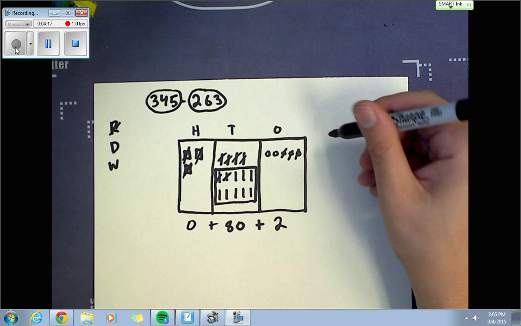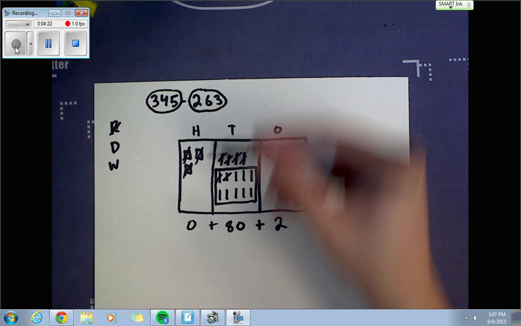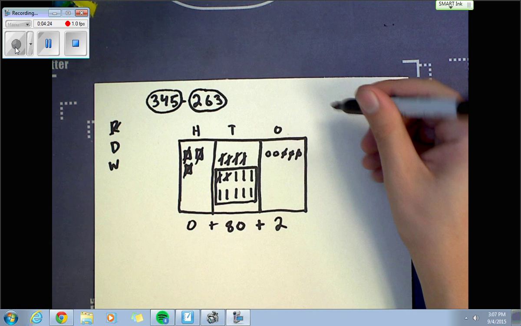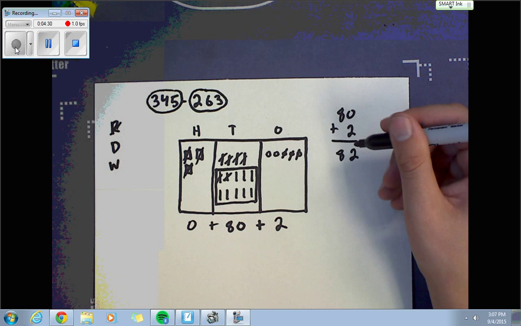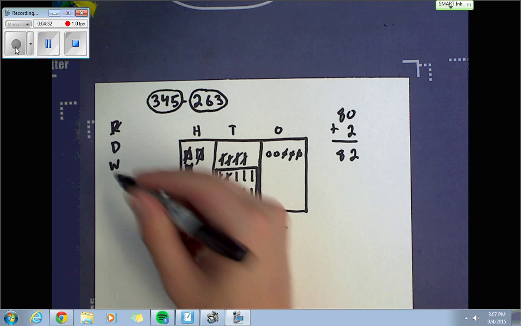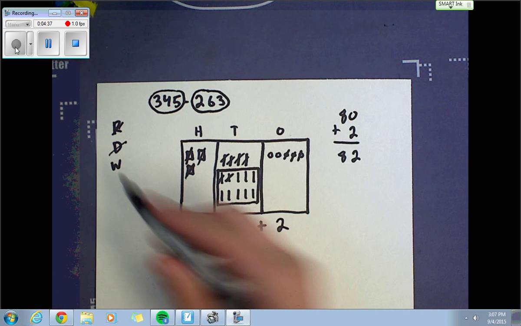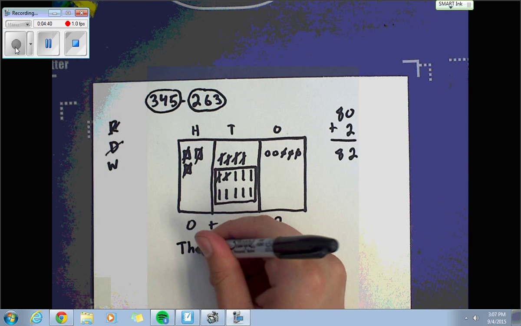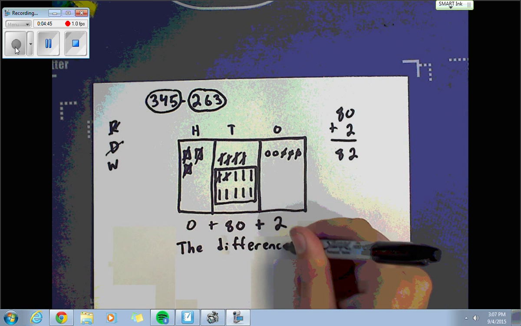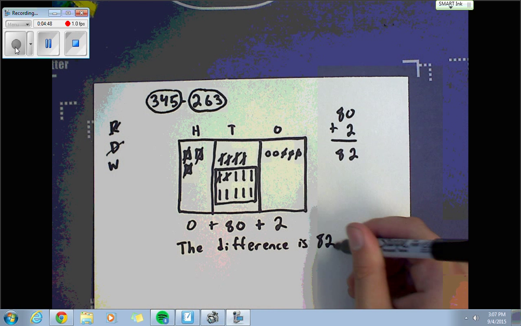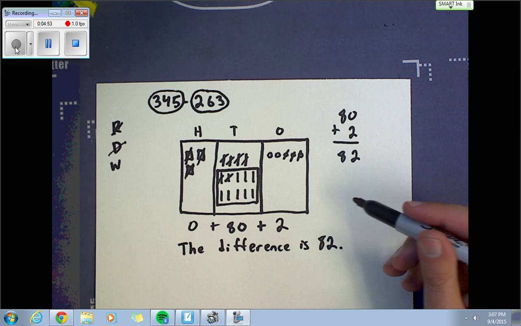Now the last step is to add my expanded form numbers to find my difference between 345 and 263. So I line up my place values: 80 plus 2. I end up with 82. I've drawn my visual model, I've done my addition. Let's go ahead and do the write. For my answer, the difference is 82. And that is the picture model strategy for three-digit subtraction.